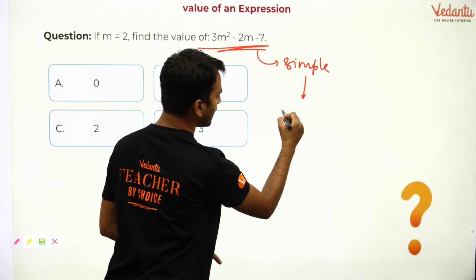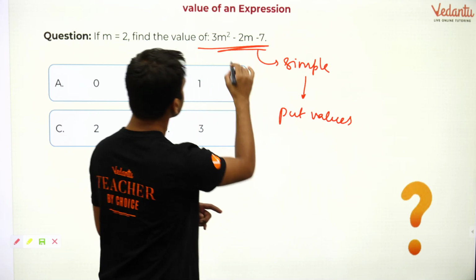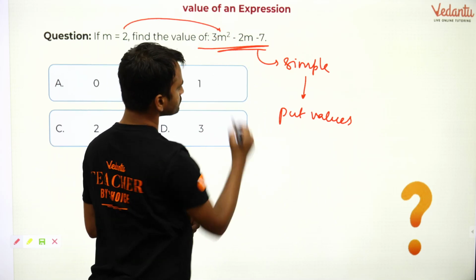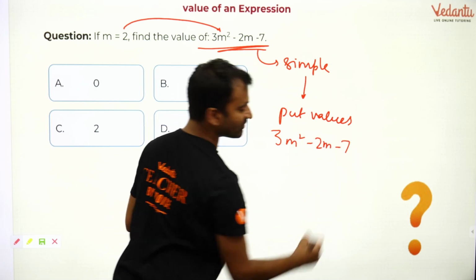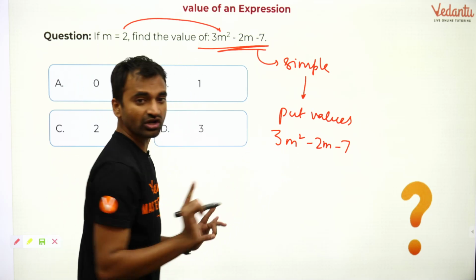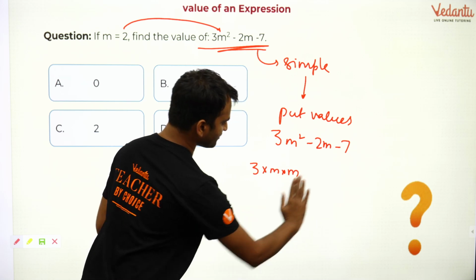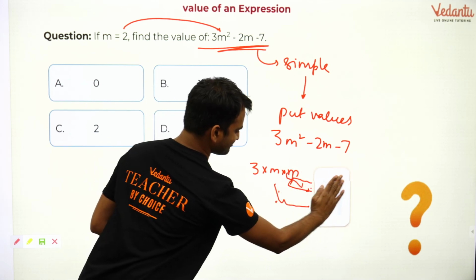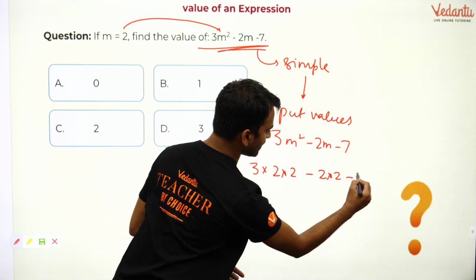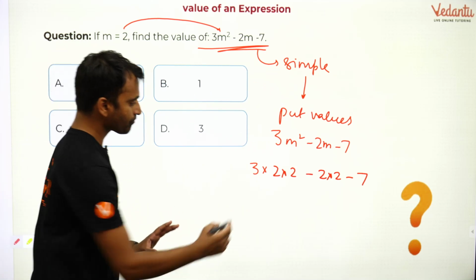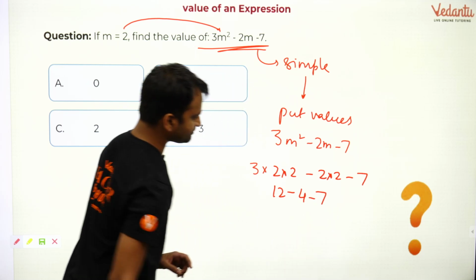Next thing is put values. So just instead of m, I have to put 2. So I have 3m square minus 2m minus 7. This is what I have. So instead of m, I have to put 2. 3m square basically means 3 into m into m. I can simply write 3 into 2 into 2. Similarly, 2 into 2, minus 7. Is that fine, everyone? So this is 12 minus 4 minus 7.